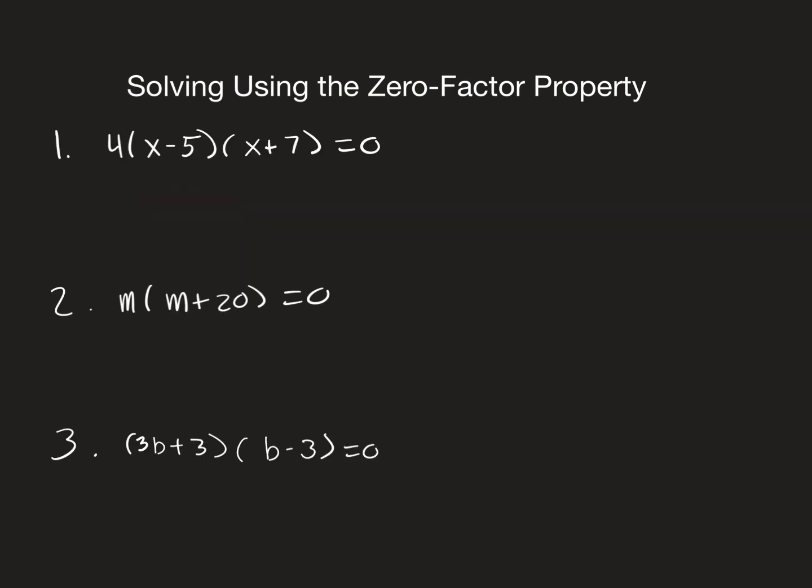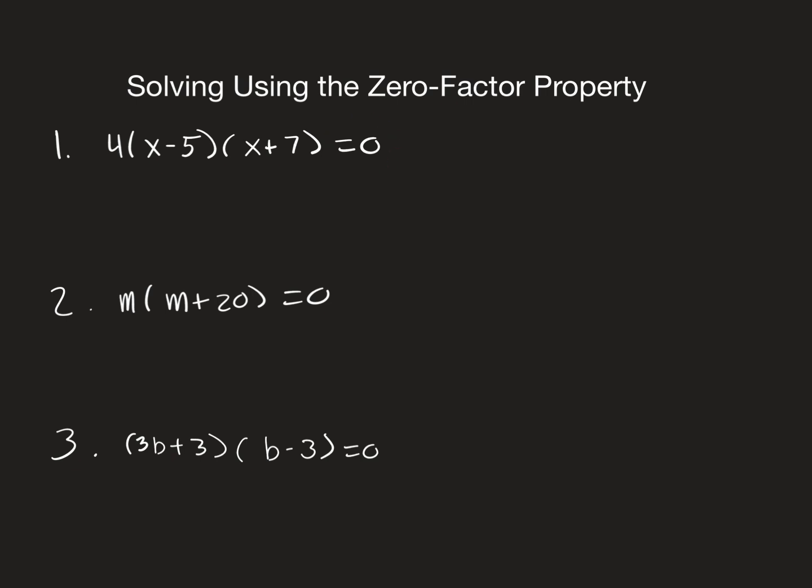All right, so here's three problems we're going to look at. We're going to look at more in a second, so don't worry. And notice how all three of these are set equal to zero. Your first step when solving using the zero factor property is make sure that whatever you're trying to solve for is set equal to zero.